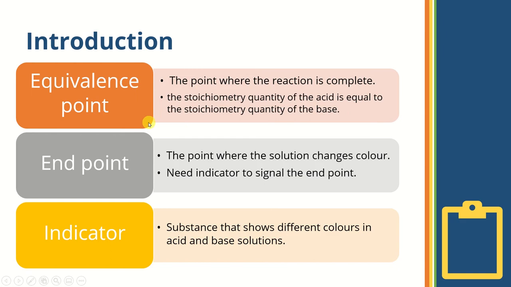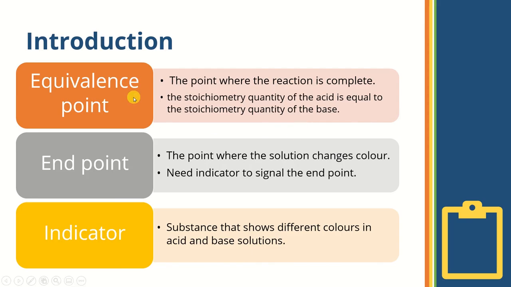The important terms in titration are the equivalence point and the end point. The equivalence point is the point where the reaction is complete. This is where the stoichiometric quantity of acid is equal to the stoichiometric quantity of base for the acid-base titration. So you must know the mole ratio between acid and base. Otherwise, you will not be able to do the calculation.